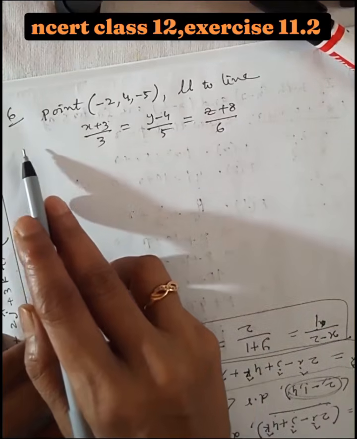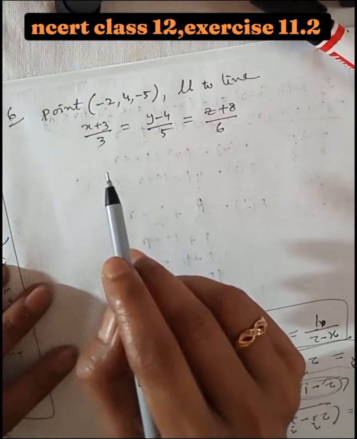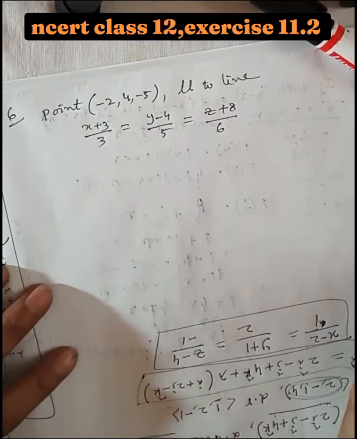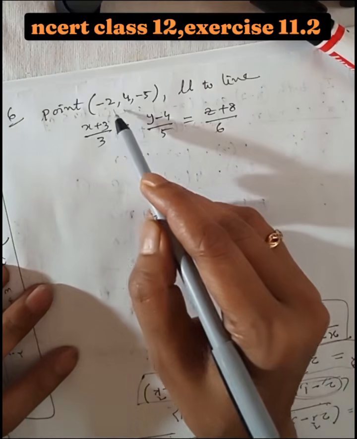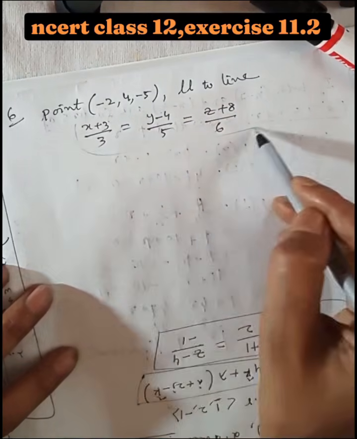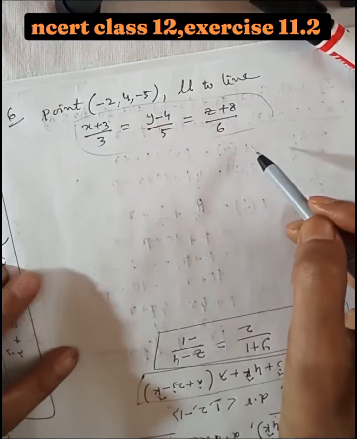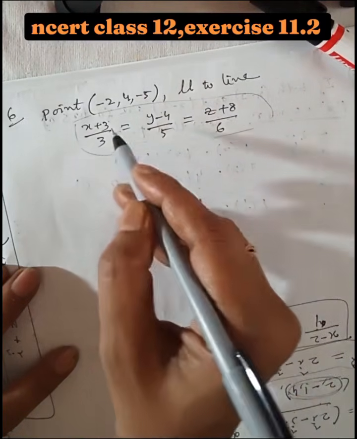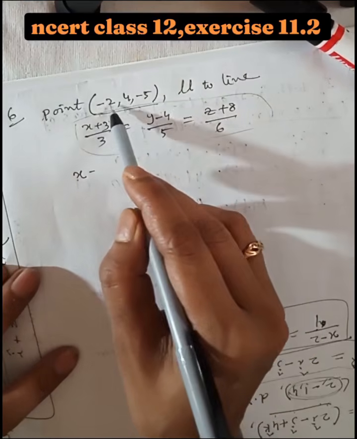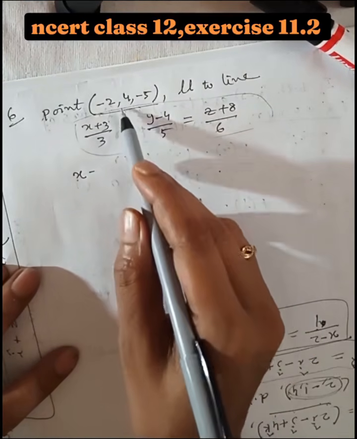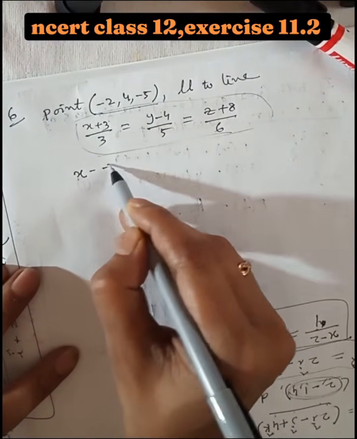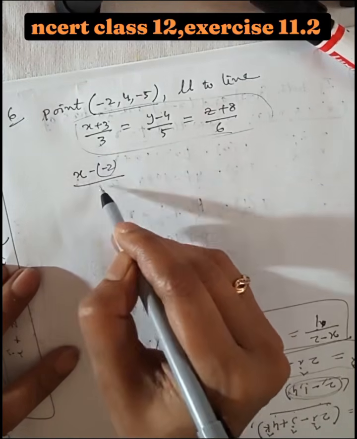Now I will solve question number 6. Here it is given: find the Cartesian equation of the line which passes through the point (-2, 4, -5) and is parallel to the given line. We find the Cartesian equation of the line. We know the Cartesian equation in 3D of a line which passes through a point and is parallel to a line is (x - x1)/a and so on, where here the direction ratio is given.